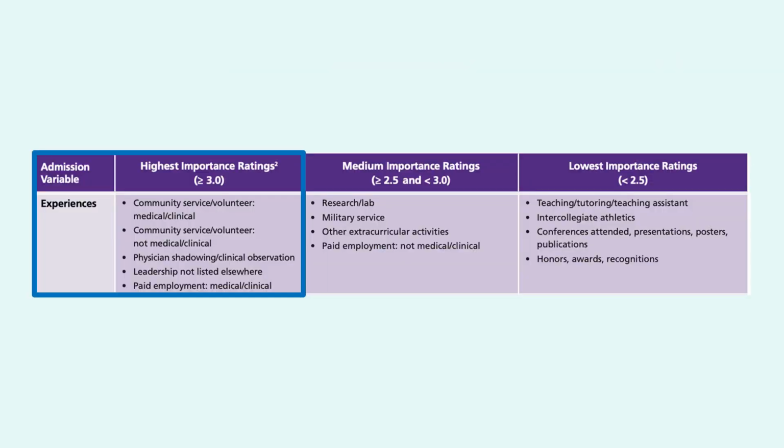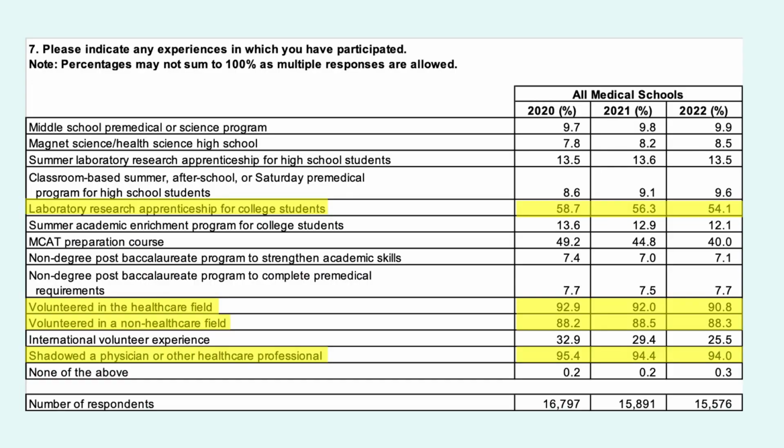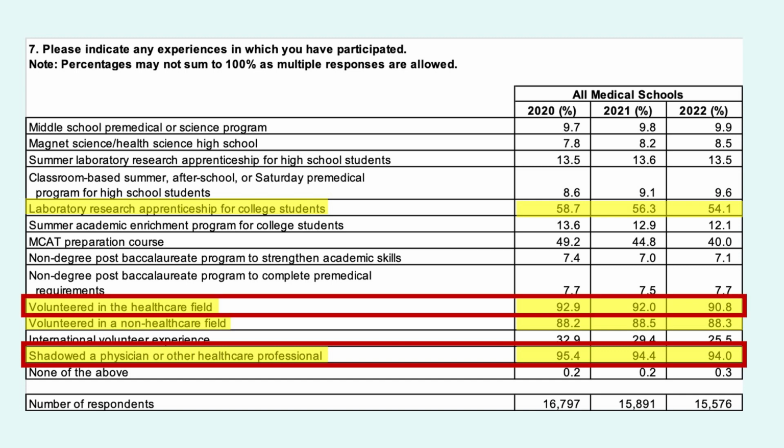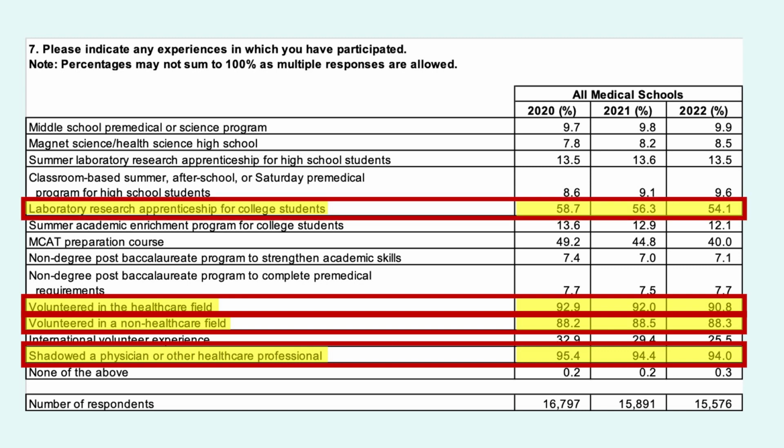Going back to the table of factors organized by mean importance rating, listed in the high importance category for experiences are clinical volunteering, non-clinical volunteering, shadowing, leadership, and paid clinical experiences. And while it didn't quite make the high importance threshold, I think it's worth noting that the highest factor listed next is research. The mean importance ratings for those factors are pretty decently aligned with the acceptance data from the matriculants questionnaire, showing that of the applicants across 3 years who received at least one acceptance, almost 95% shadowed a physician or other health professional, around 91% volunteered in a healthcare setting, around 88% volunteered in a non-healthcare setting, and around 58% reported participating in research during undergrad.